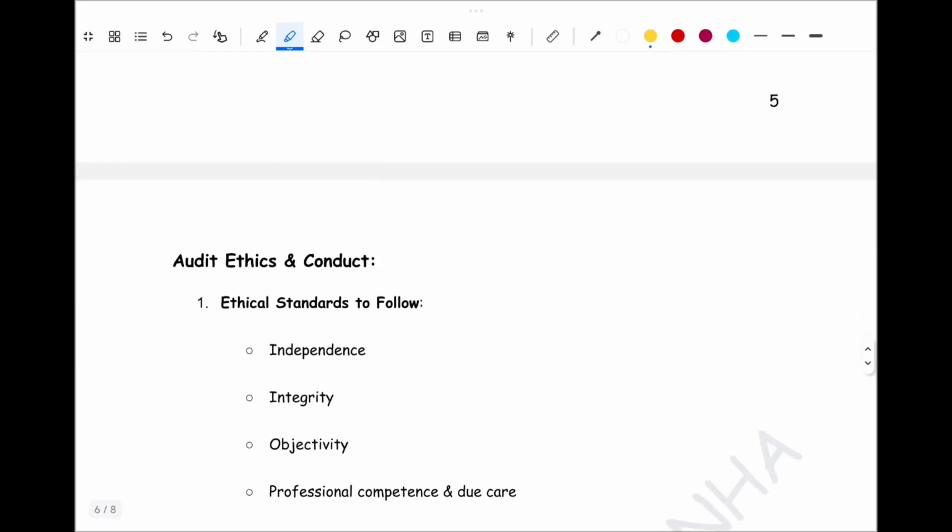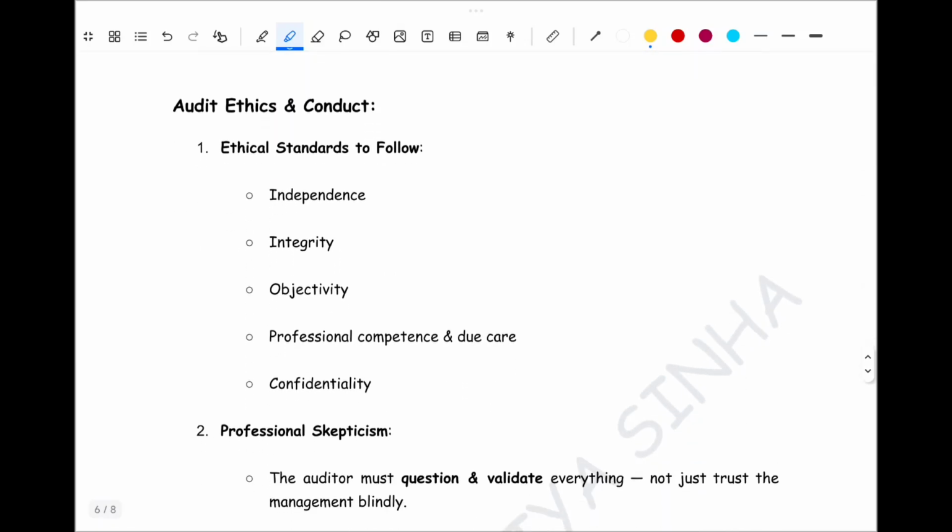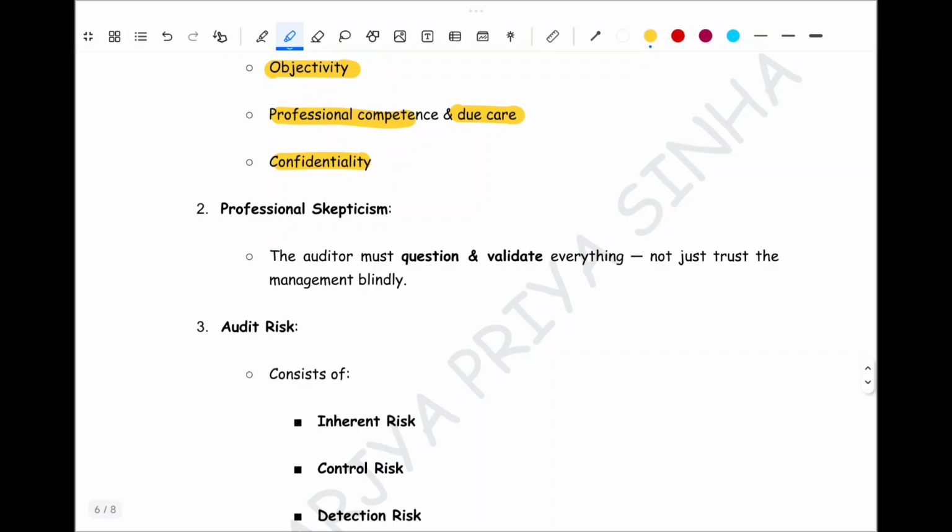Right? Next, audit ethics and conduct. Audit ethics and conduct deals with ethical standards to follow, that is independence, integrity, objectivity, professional competence and due care, and confidentiality. So audit should be conducted in compliance with independence, integrity, objectivity, professional competence and due care, and confidentiality. Next is professional skepticism. Now, what do we know of professional skepticism? The auditor must question and validate everything, not just trust the management blindly. That means professional skepticism is a critical mind, questioning possible misstatements which may arise, right? So these are all about professional skepticism.